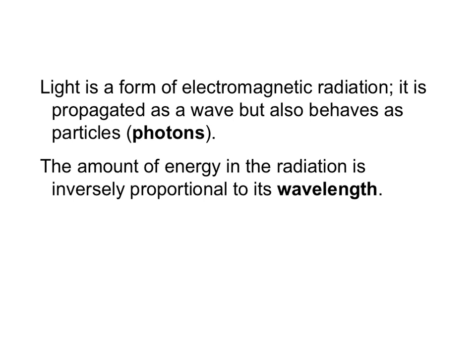Light is a form of electromagnetic radiation. It is propagated as a wave, but also behaves as a particle, and a light particle is called a photon. The amount of energy in the radiation is inversely proportional to the wavelength. And what that means is, the larger the wavelength, the lower the amount of energy, and vice versa.